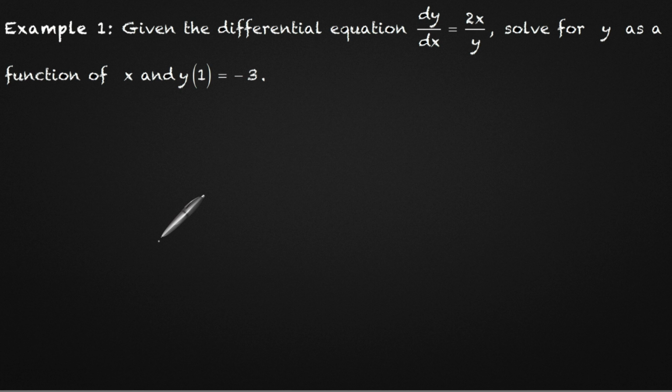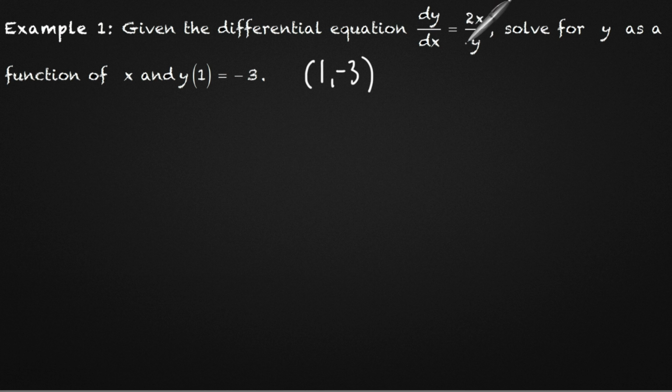Okay, today we're going to be talking about how to solve differential equations by separating the variables with some sort of initial condition. So it says, given the differential equation dy/dx equals 2x over y, solve for y as a function of x, given that y of 1 is equal to negative 3. In other words, we have the ordered pair (1, -3).